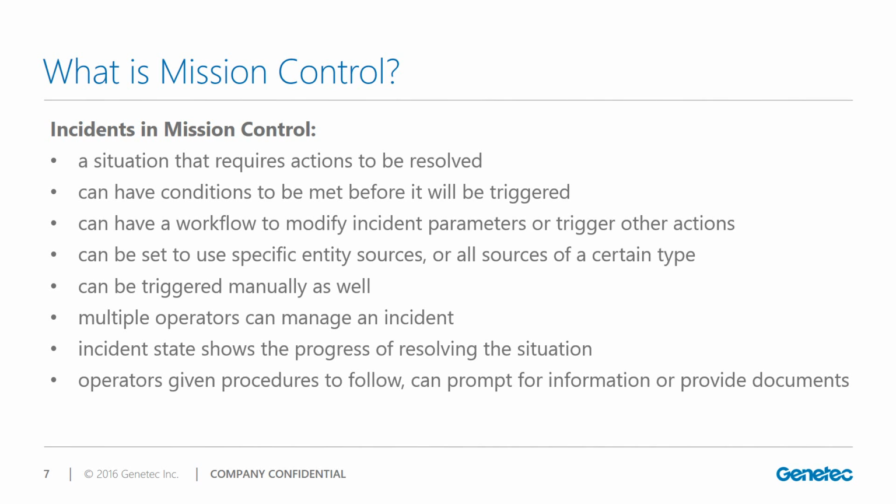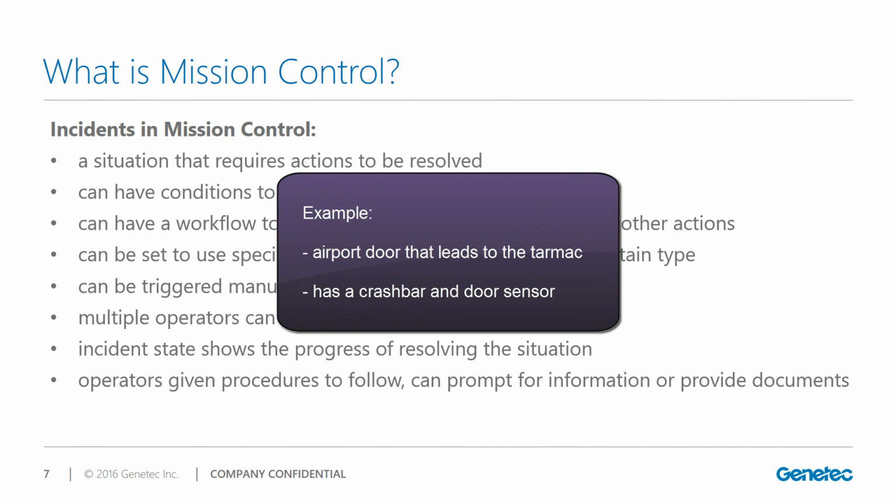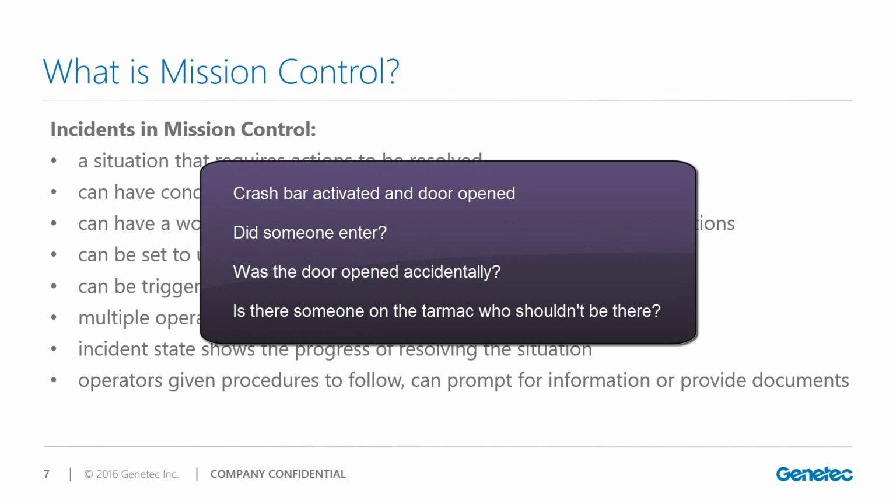These procedures help guide operators in responding to incidents based on what has happened and the current state of the investigation. For example, we may have a door at an airport that leads out to the tarmac, and it has a crash bar installed with a door sensor. We could get an event that the crash bar was pushed and the door was opened. Did someone go through? Was it a false alarm due to someone leaning on it accidentally? Is there someone out on the tarmac now who shouldn't be there? These are all questions that can be put in procedures for the operator who is handling the incident to verify and provide more information if needed.